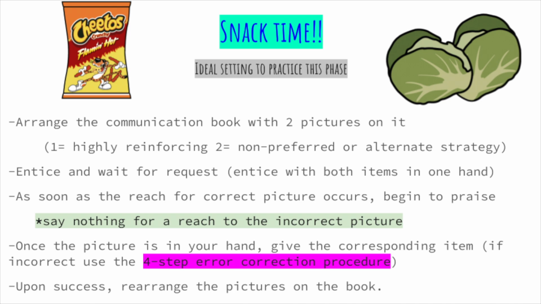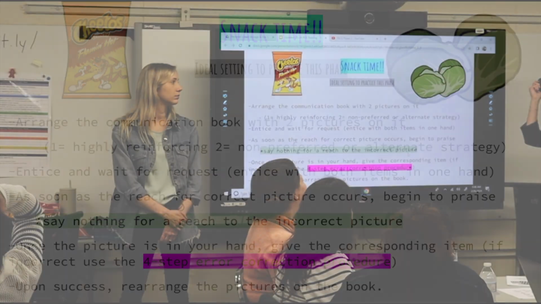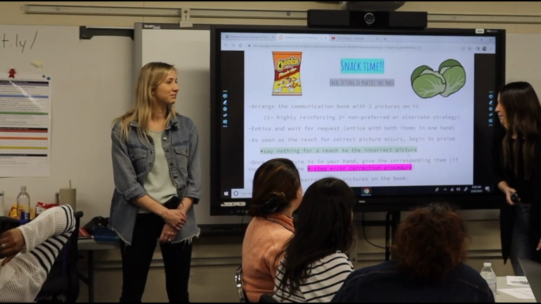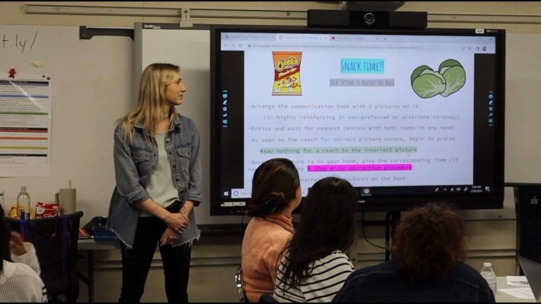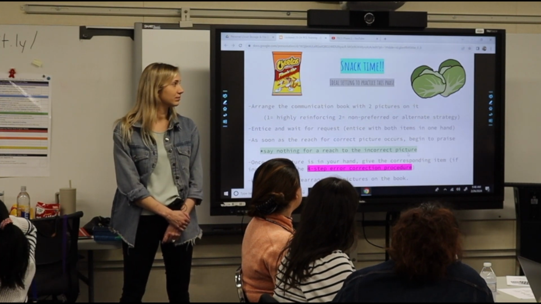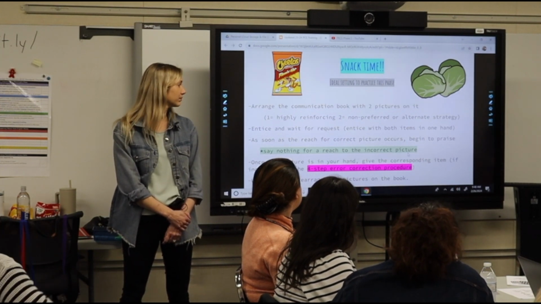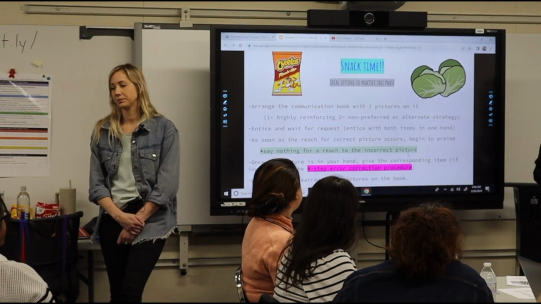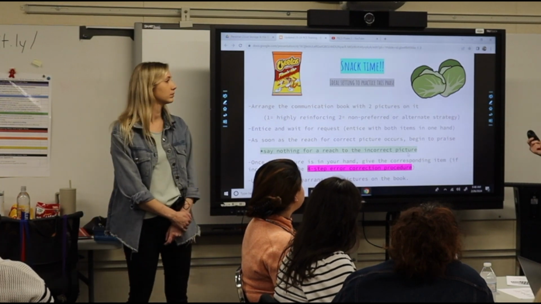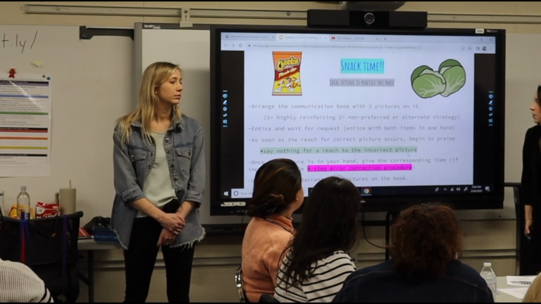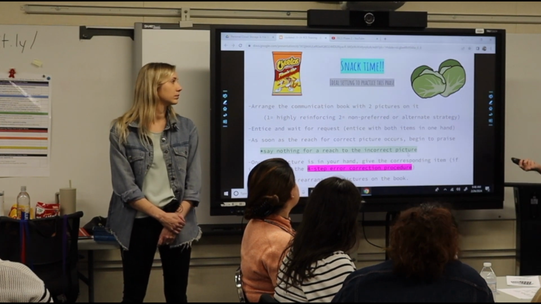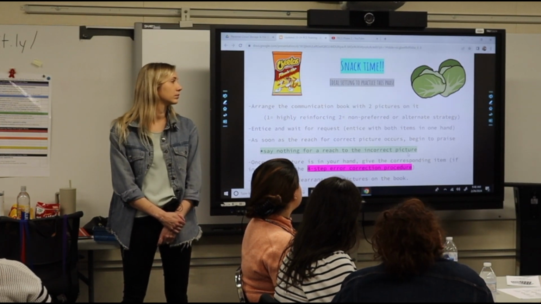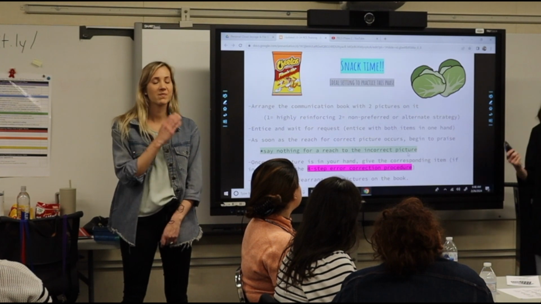You've got the Cheetos and a bag of their weird cucumbers at lunch, I don't know, something. As soon as they reach for the correct picture, because the icons are on the book in front of them, as soon as they reach for that Cheetos, we begin to praise. Yep, that's right. We say nothing for the incorrect picture, and of course we give them the Brussels sprouts. Or if they get the Cheetos right, we give them the Cheetos.